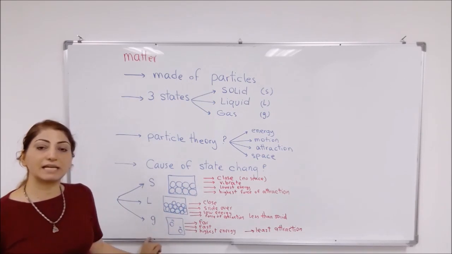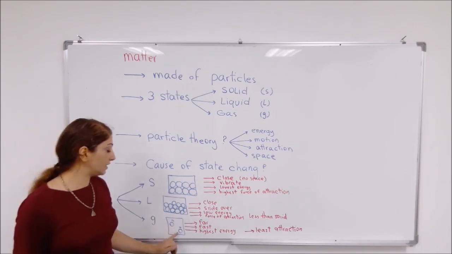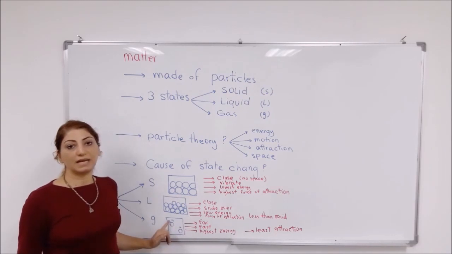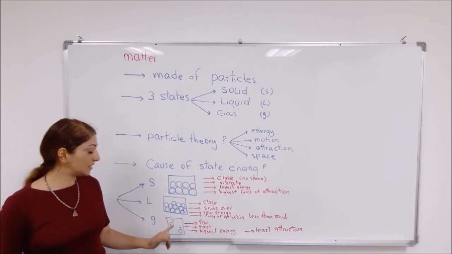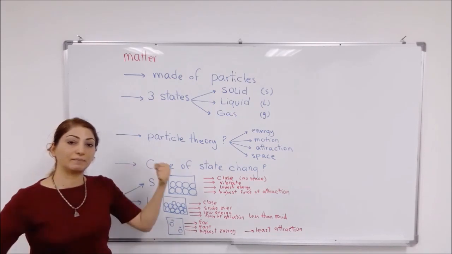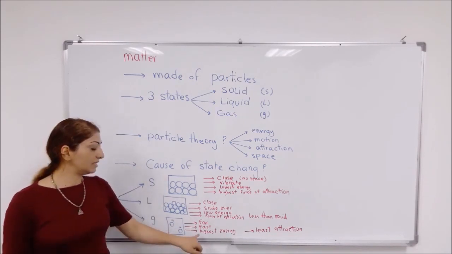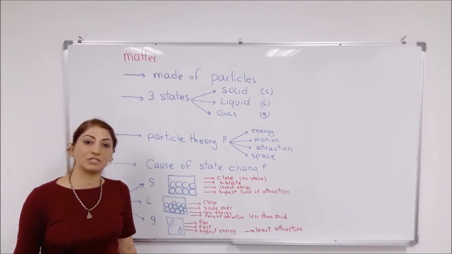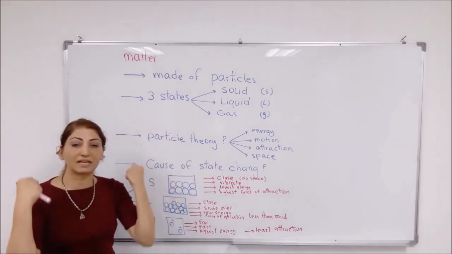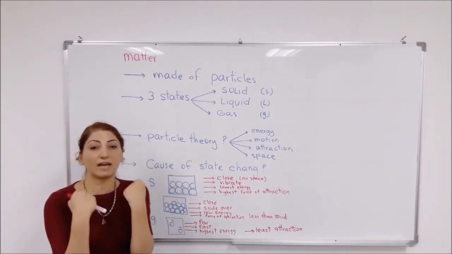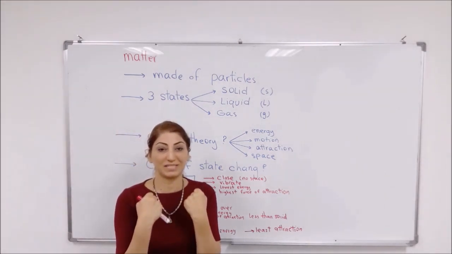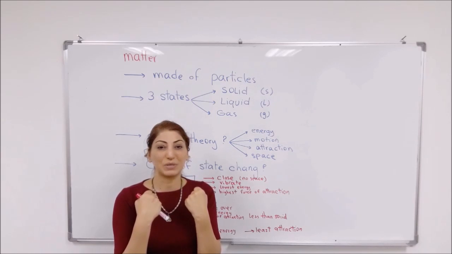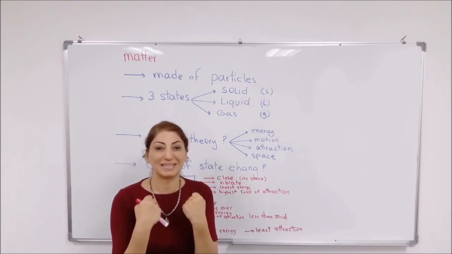And the gas state, like steam: you see the particles are very far apart and they're moving at a very high speed, and they collide with each other and bounce back. They have the highest amount of energy, and because they are energetic, they have a lot of energy and do not know how to use it or where to use it. So it is used to move faster.